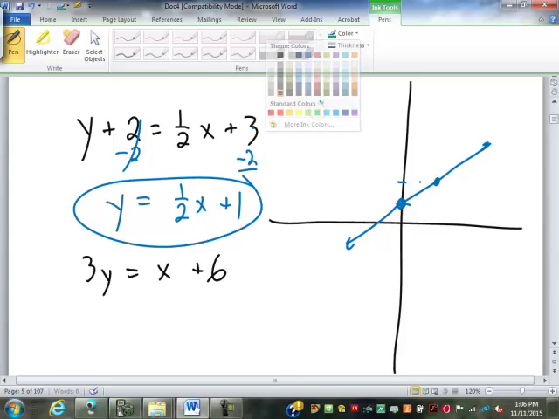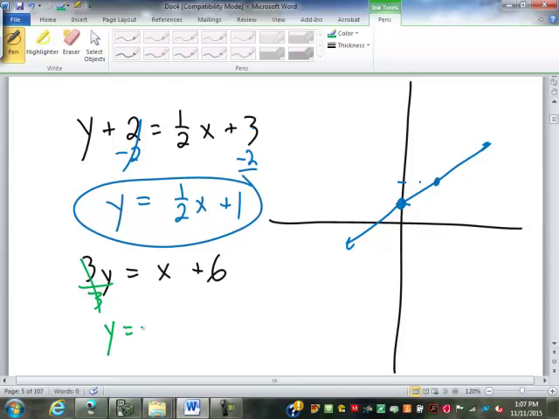So on this one, what's different? Y is multiplied by 3. How do we get rid of it? Divide by 3. Now, that makes that just y. When we divide or multiply an equation, we have to multiply or divide every piece. So over here, we have to divide this whole thing by 3.